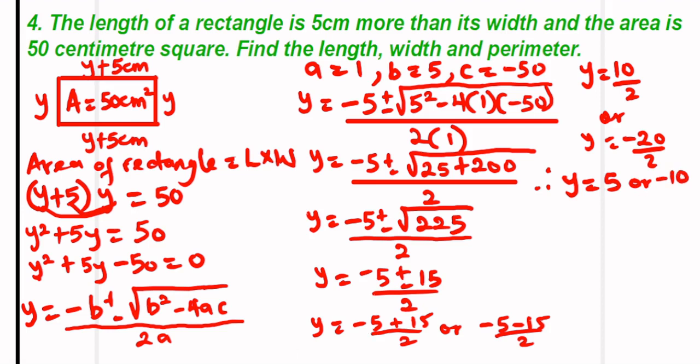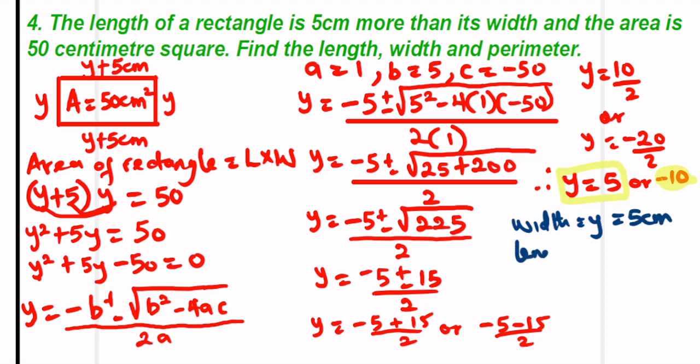Now we are working with a shape, a rectangle. A rectangle can never be negative, meaning that minus 10, we're not going to be working with minus 10. So we're going to only pick y to be equal to 5, because the length or width of a shape cannot be negative. Therefore, the width, which is equal to y, is 5 centimeter.